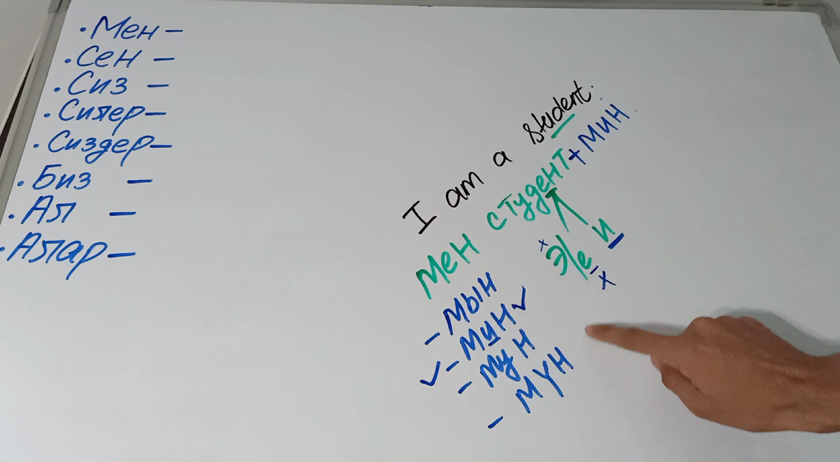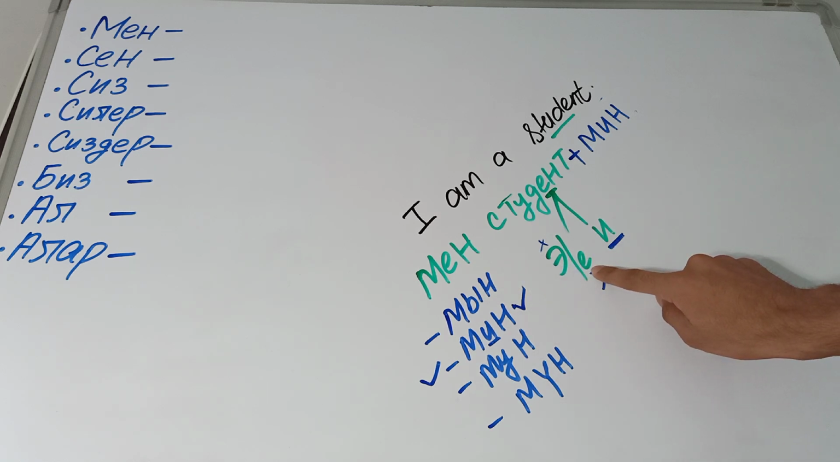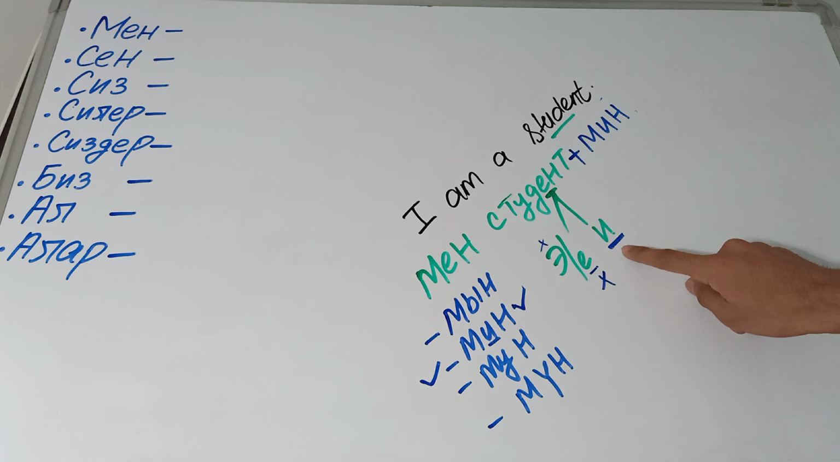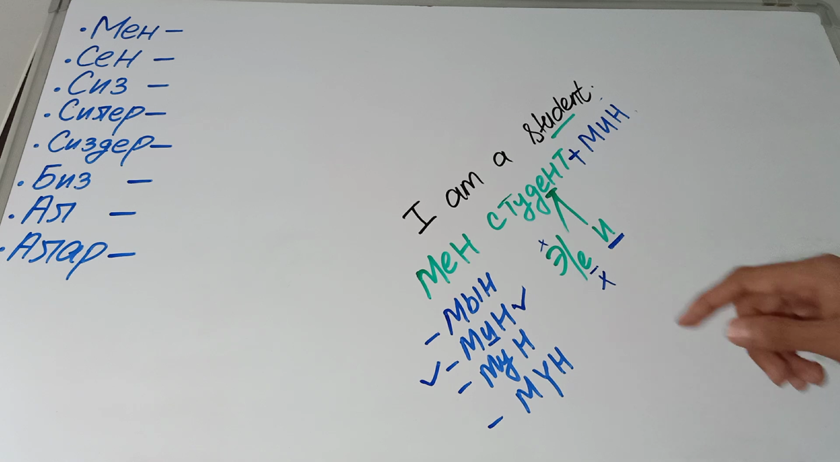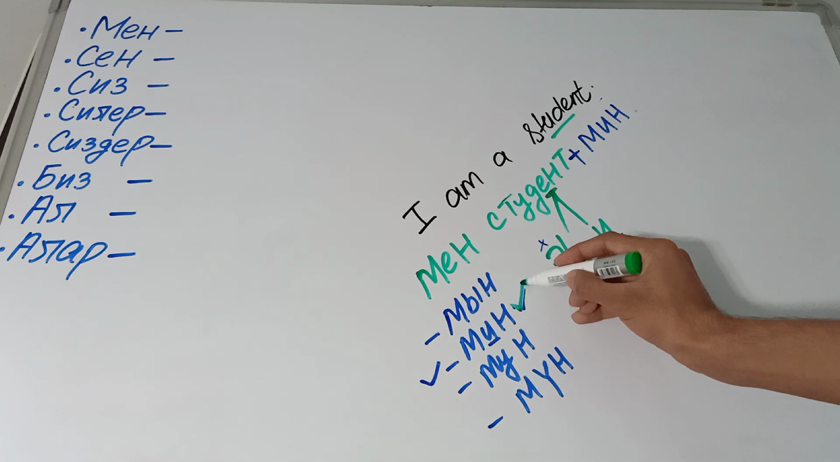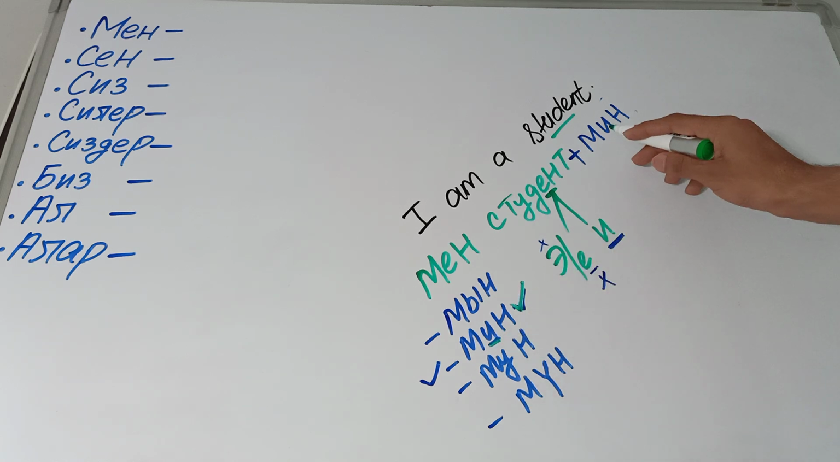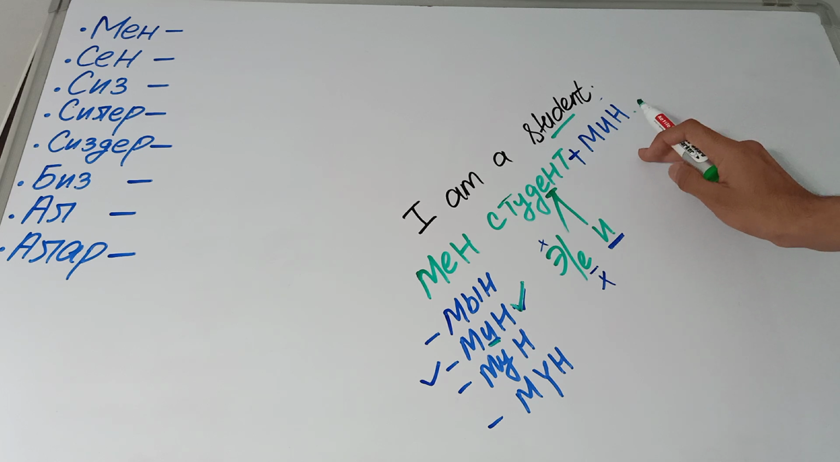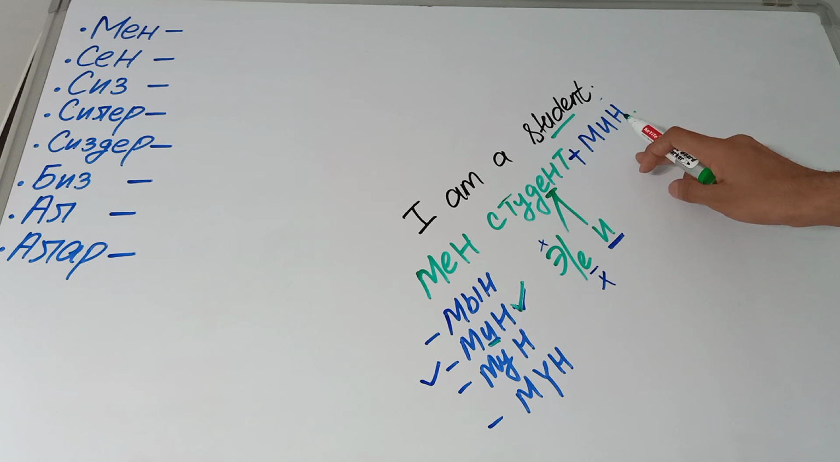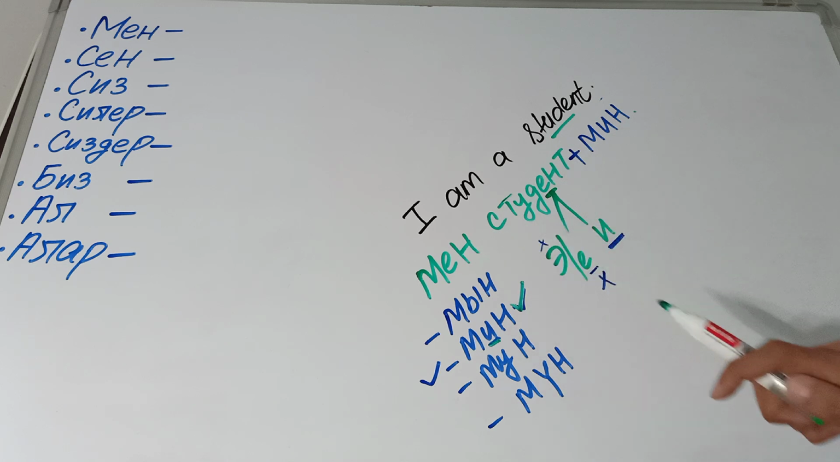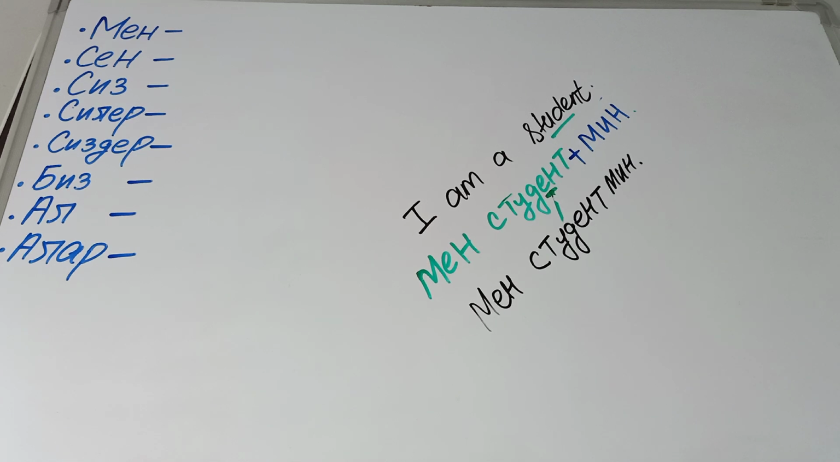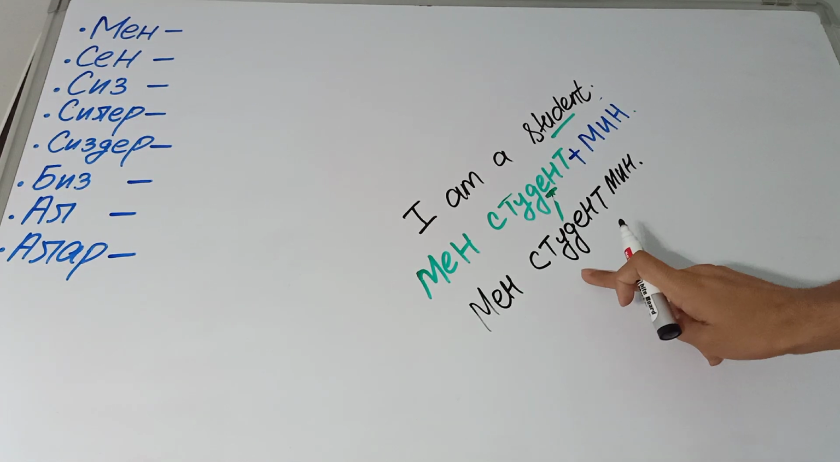We don't have one. So the next step is that we have to choose any personal ending having "e". So this personal ending has "e", so we can choose this personal ending as the personal ending of the personal pronoun "men". So this sentence will make "men student min", just like that.